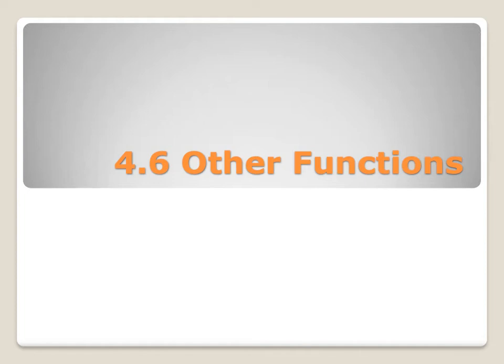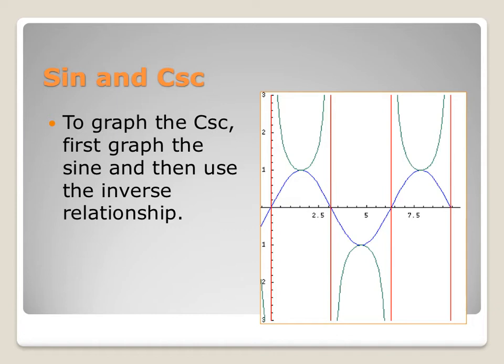In section 4.5, we graph the sine and the cosine curve. In section 4.6, we're going to graph the other four trigonometric functions. Let's get started. For our first function, we're going to talk about how to graph the cosecant.